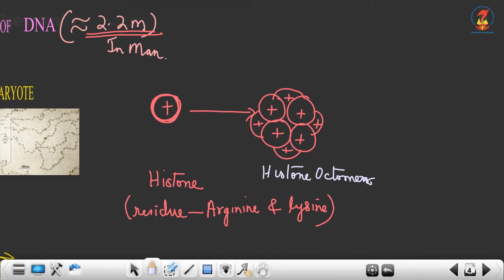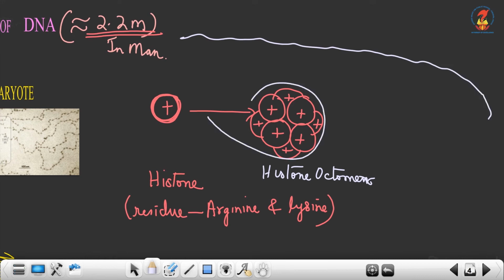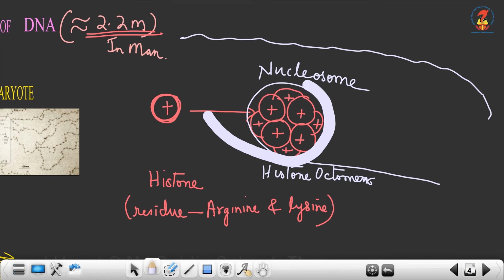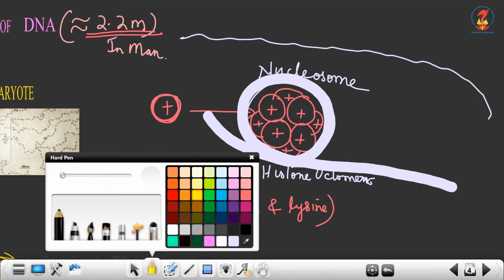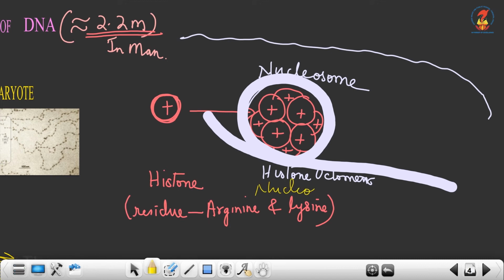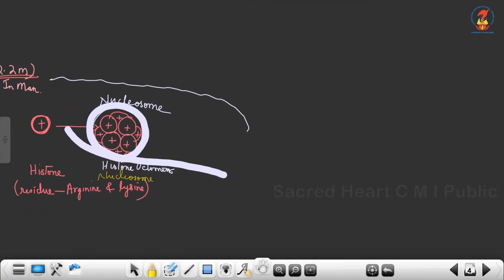Now the negatively charged DNA, suppose this white is the DNA, this negatively charged DNA wraps around this positively charged histone octamer, see, wraps around. Now the structure is called nucleosome. Once again, the negatively charged DNA wraps around the histone octamer, and now the structure is known as nucleosome. So what is nucleosome? The DNA wrapped around the histone octamer is called a nucleosome. So like this we can see the chromatin is arranged in the interphase stage. The DNA is found like this. Clear?